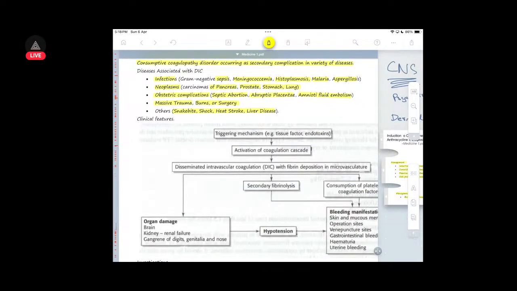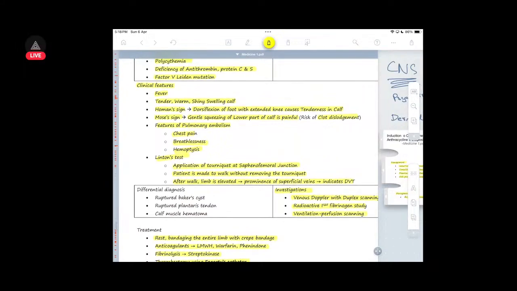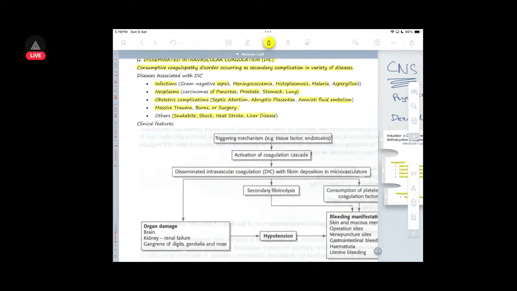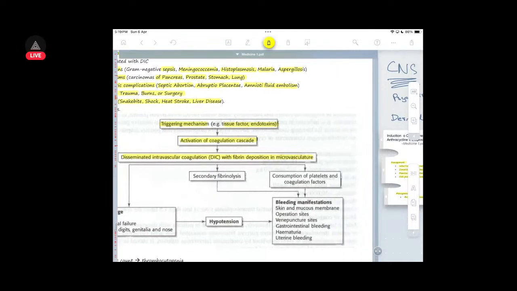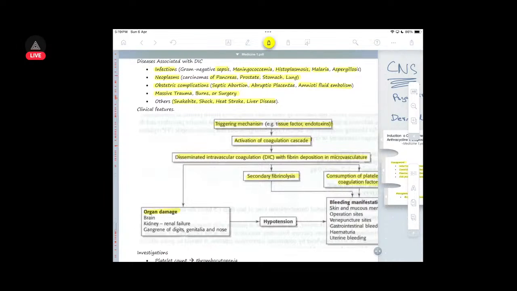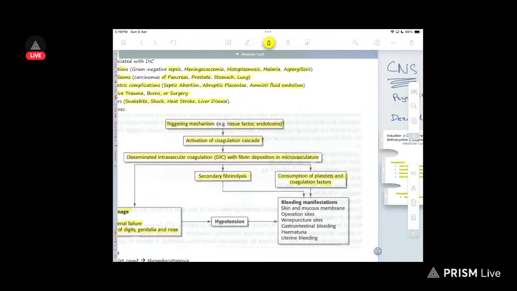Then you have the triggering mechanism, which is tissue factor and endotoxin, which activates the coagulation cascade, and DIC with fibrin deposition occurs in the microvasculature. This in turn leads to secondary fibrinolysis, consumption of platelets and coagulation factors, and organ damage like brain, kidney, renal failure, gangrene of digits and genitalia and nose.